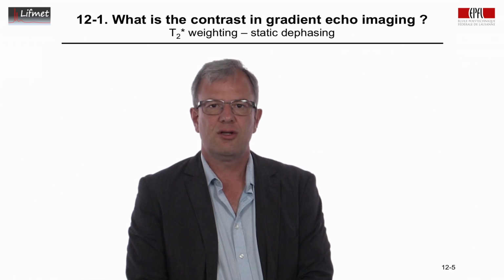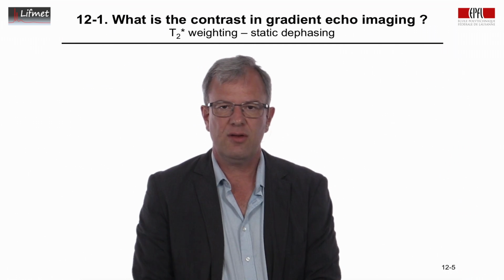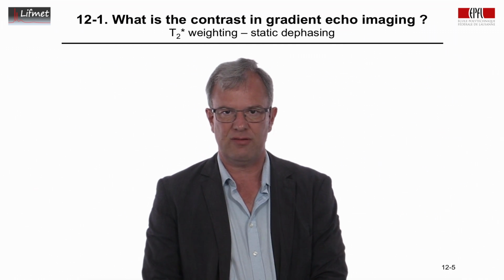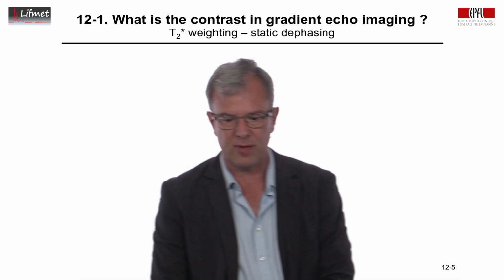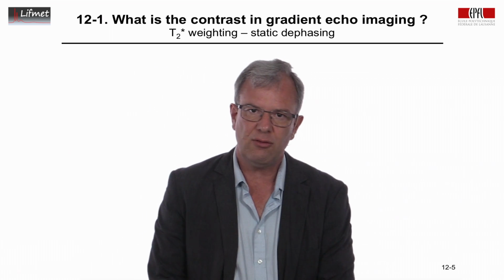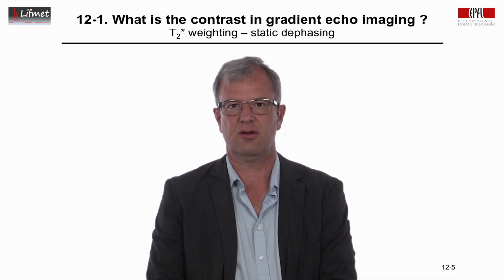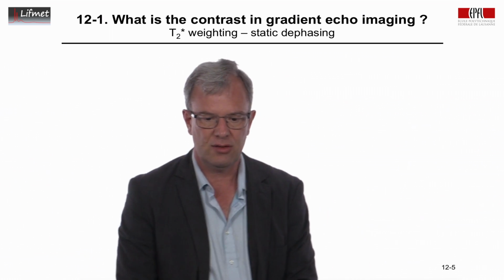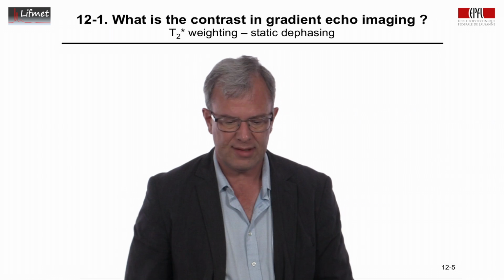Okay, so last week we introduced the gradient echo sequence. This is the basic experiment with which one generates images. We've introduced how the spatial information is encoded. So now the question that I want to go after is, what is the contrast in gradient echo imaging? And here we will introduce T2 star weighting.